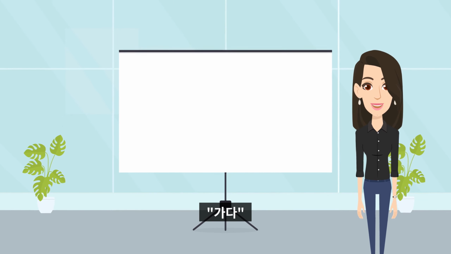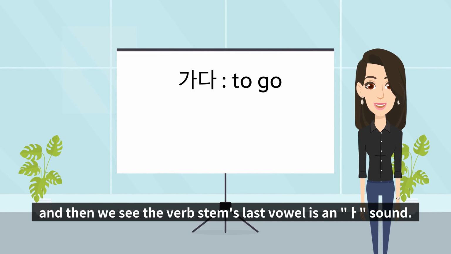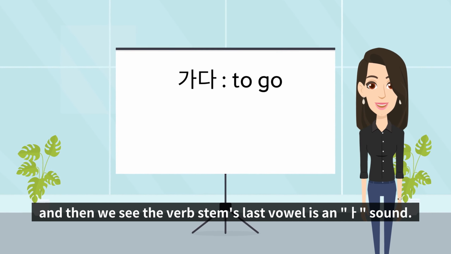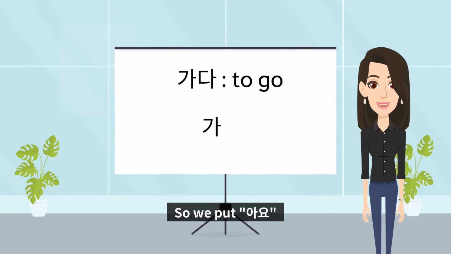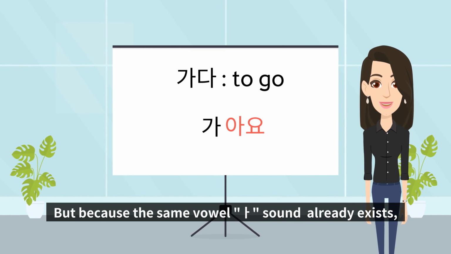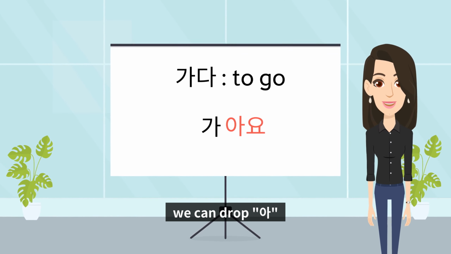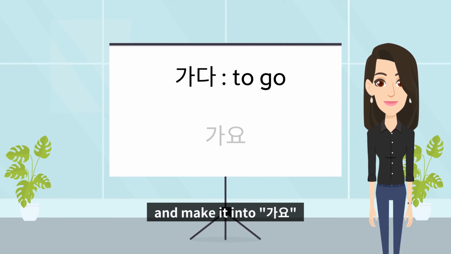Let's take 가다, for example. Get rid of the ta at the end, and then we see the verb stem's last vowel is a a sound, so we put ayo. But because the same vowel a sound already exists, we can drop a and make it into 가요.